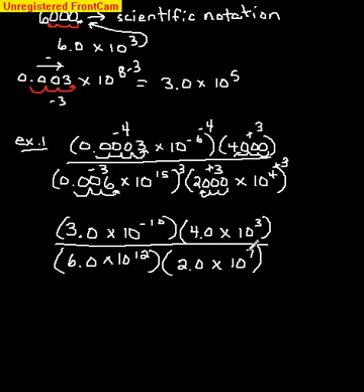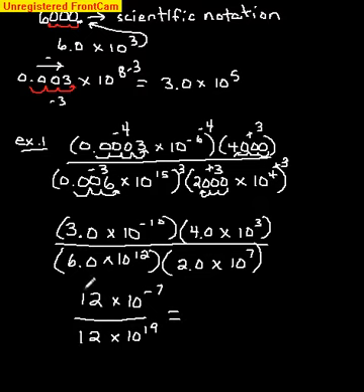Once you get it into that place, then we can multiply our numbers together. So 3 times 4 would be 12 times 10, and now we add our exponents. Negative 10 and 3 would be negative 7. And then we do the same thing to the denominator. So we're going to get 6 times 2 will give us 12 times 10. We're going to have 12 plus 7 is 19.